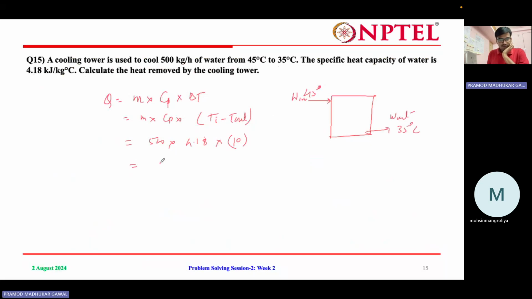It's 20,900 kilojoule per hour. You need to check the unit. kg per hour, kg gets cancelled, kilojoule per hour, right? Clear? Okay, sir.